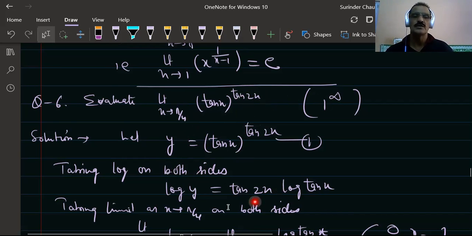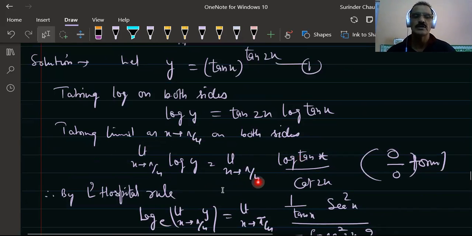Taking log on both sides. Taking the limit of both sides. The limit will be taken inside. Check which form this is. Pi over 4, log of tangent of pi over 4 is log of 1, and log of 1 is equal to 0, and the other part of this is also 0, so it is the 0 times infinity form.